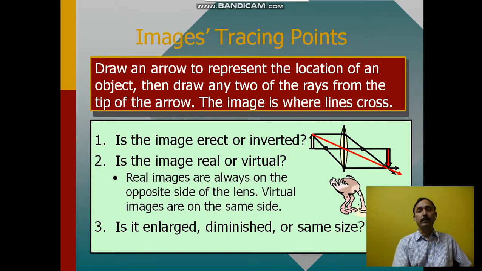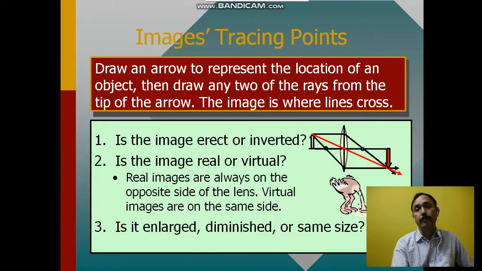Image tracing points. Already we have discussed in our previous videos how the images are traced out. Draw an arrow to represent the location of an object. Then draw two of the rays from the tip of the arrow. The image is where lines cross. This is the arrow.